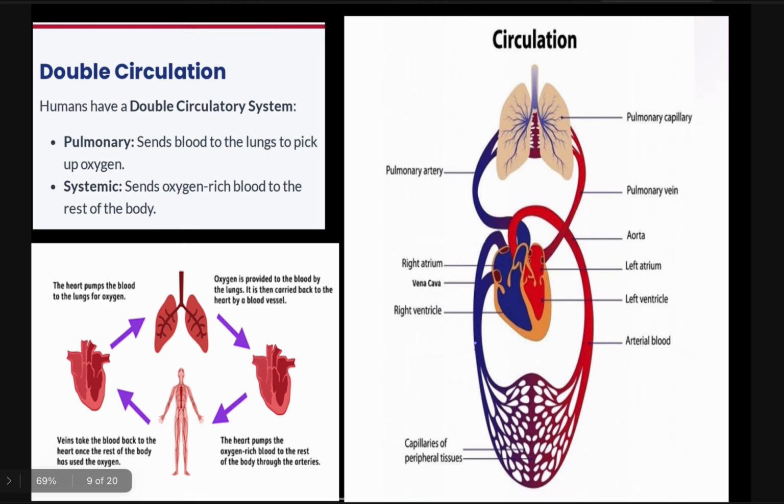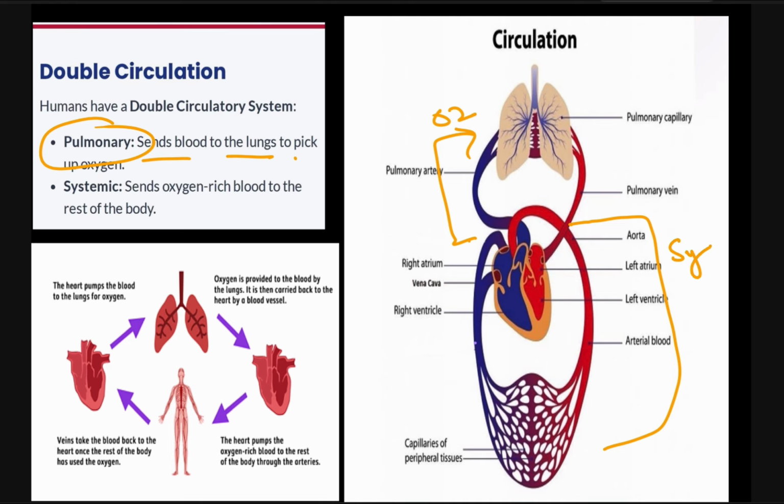We can call these the pulmonary circulatory system and the systemic circulatory system. So in pulmonary circulation, the heart sends blood to the lungs to pick up oxygen, whereas in systemic circulation, the oxygen rich blood goes to the whole body's organs. So here in this diagram you can also easily see that from the heart the blood is going to the lungs to receive oxygen. So this is called pulmonary circulation. Whereas in systemic circulation, the blood is going from the heart to all body organs where the capillaries are present in order to help the exchange of nutrients, carbon dioxide, and oxygen.